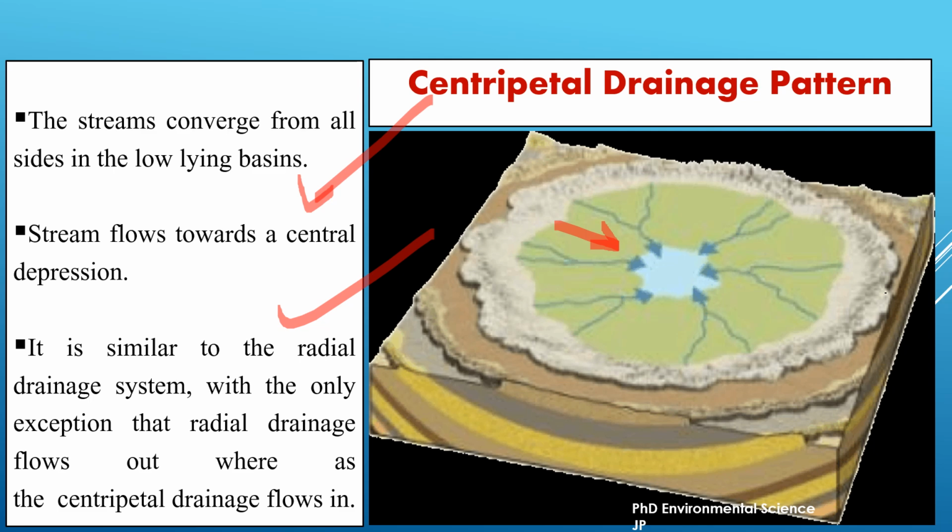Water converges from various directions into the central depression, creating a network of tributaries that flow towards the same point. The central depression is usually a basin or valley where water accumulates, often forming lakes, swamps, or other water bodies. It is similar to the radial drainage system, with the only exception that radial drainage flows out, whereas the centripetal drainage flows inwards.